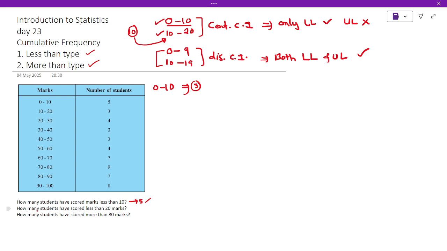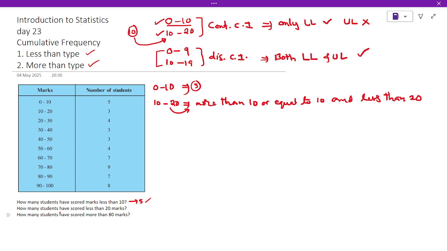Now the second one, how many students have scored less than 20 marks? Now look here. When I am saying 10 to 20, what is the meaning of this? More than or equal to 10 and less than 20. The way we speak is more than or equal to 10 and less than 20. That is the meaning of this class interval actually. So that's how we will consider this.